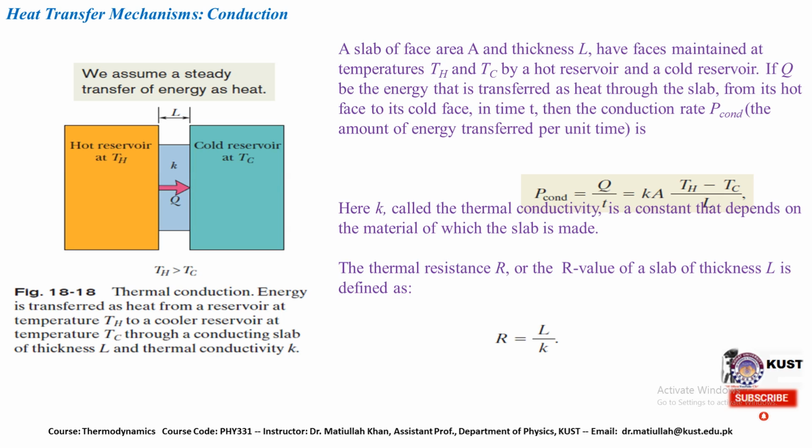If we simplify the equation, we have k, which is called the thermal conductivity, and the thermal conductivity depends upon the quality of the material. We have different values of thermal conductivity for different materials. So if a material has good thermal conductivity, it will have very good conduction.